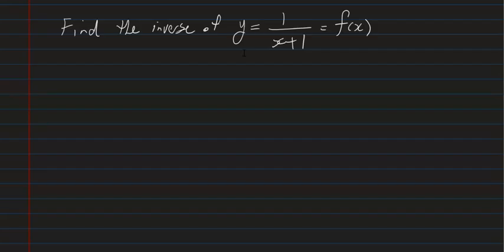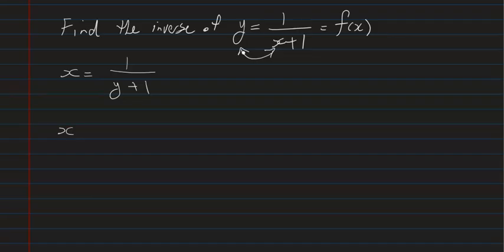So the first thing we need to do is switch x and y. So here we have x equals 1 over y plus 1. That's the first thing we're going to do. We're going to switch x for y and y for x, and then rewrite this equation for y. So now multiply both sides by the lowest common denominator.